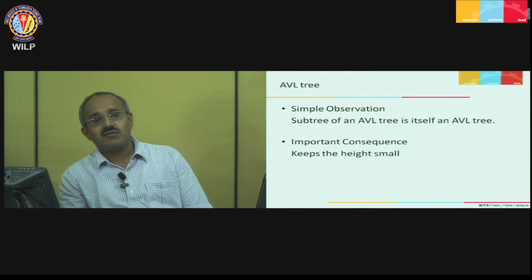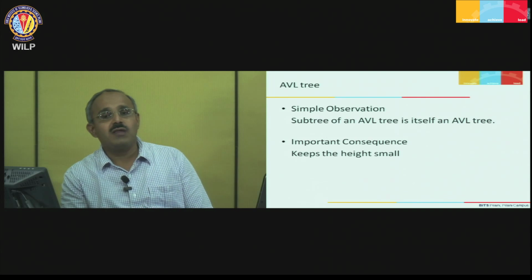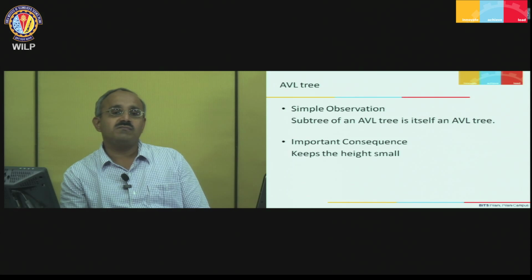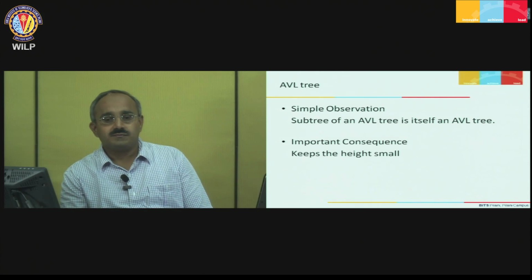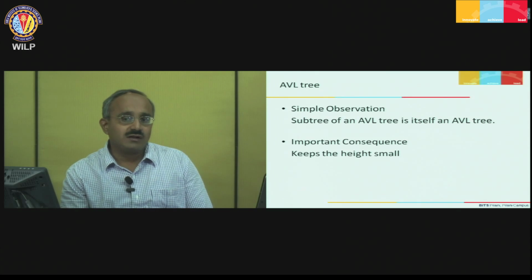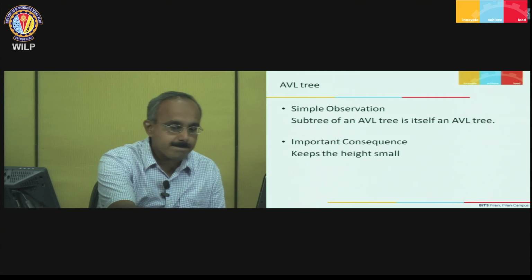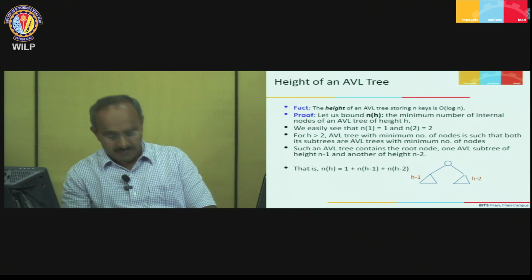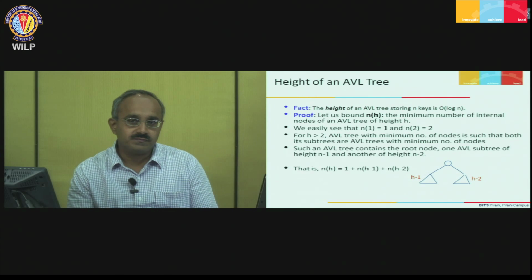The important consequence that we are going to prove is that the height balancing property basically keeps the height small. We will see exactly what small is going to be, and crucially that fact is going to come from the height balancing property. So, this is an important idea that we are going to prove, that the height of an AVL tree storing n keys or n items is order of log n.